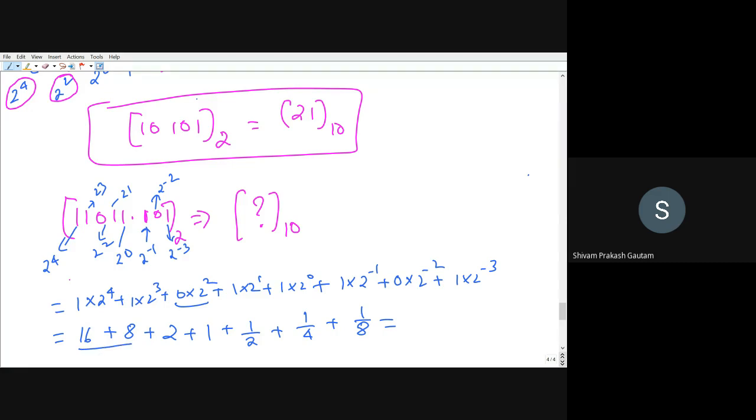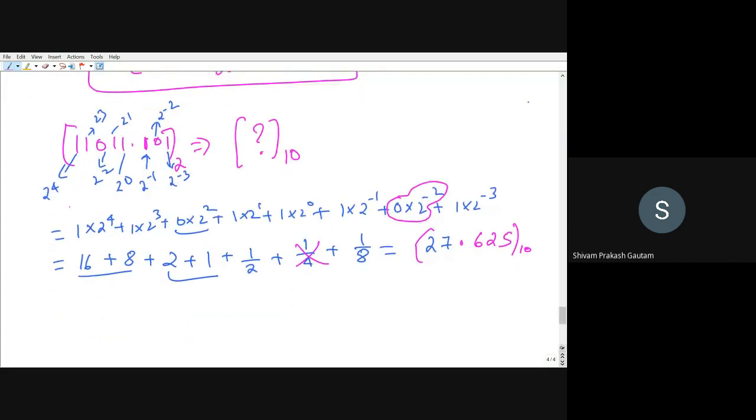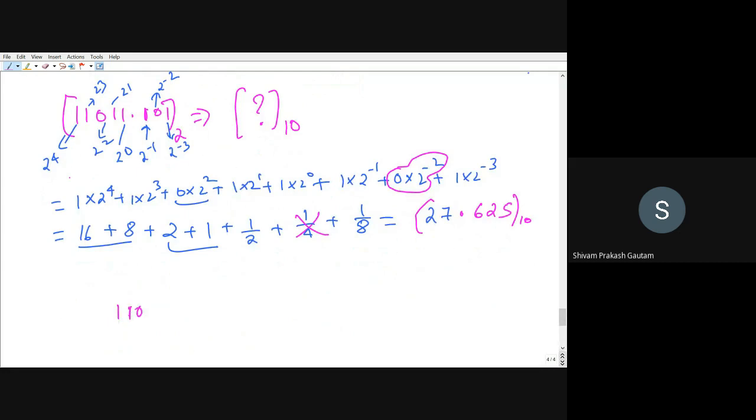So 16 plus 8 will be 24, and 3. So 1 by 4 would not be there. Yes, sir, 0. Sorry, correct. 1 by 4 will not be there because it is multiplied by 0. You can see here. Rest of all you can add on your own. So this will be 27.625 to the base 10. So this binary number 11011.101 base 2 can be represented by 27.625 base 10.